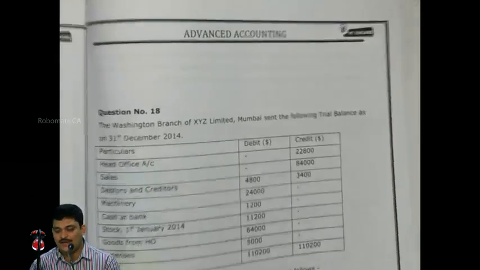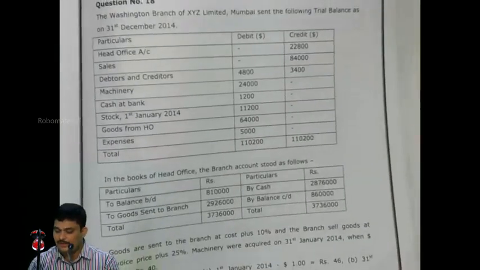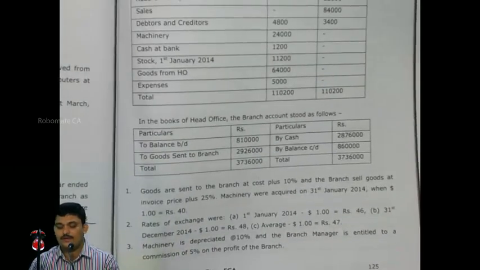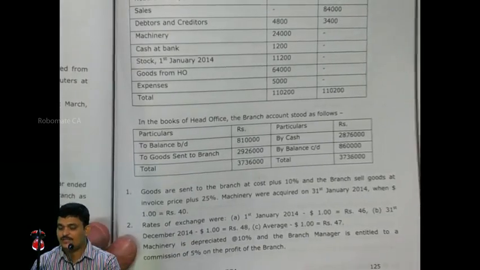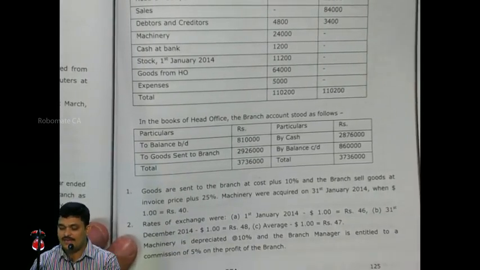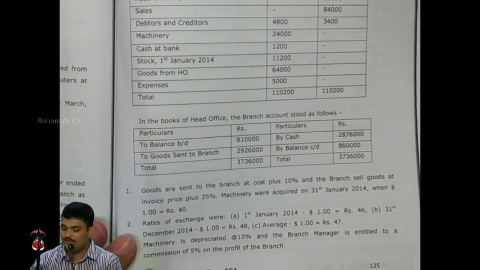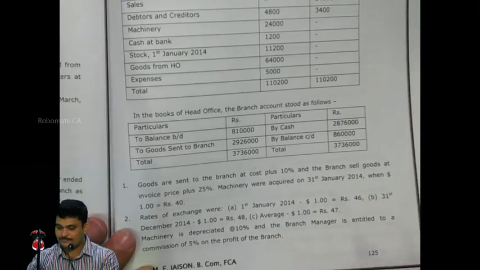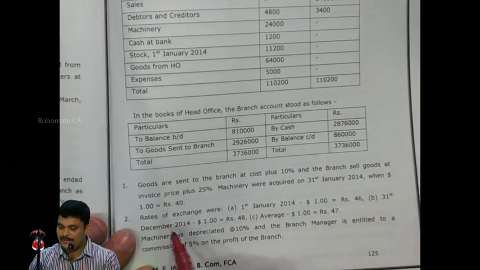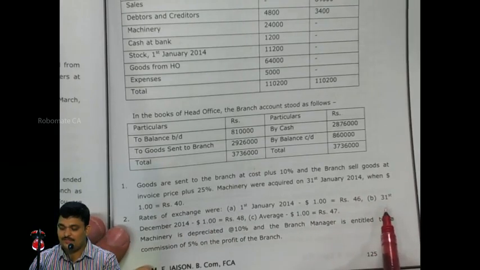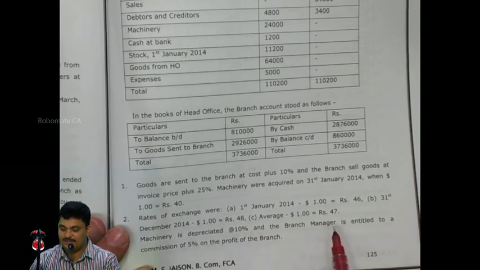In the books of head office, the branch account stood as follows: to balance brought down, to goods sent to branch, by cash, by balance carried down. Goods are sent to the branch at cost plus 10%, and the branch sells goods at invoice price plus 25%. Machinery was acquired on 31st January 2014 when $1 equals rupees 40. Rate of exchange were 1st of January $1.46, 31st of December $1.48, average rate 47.